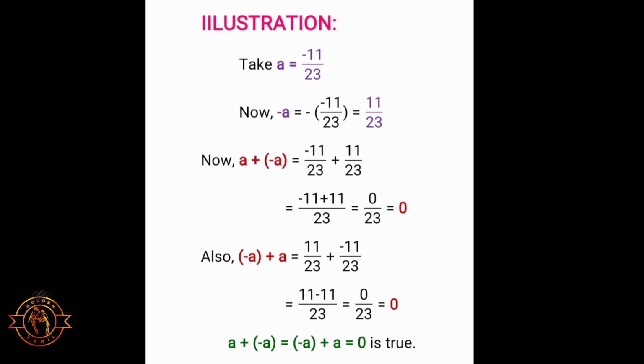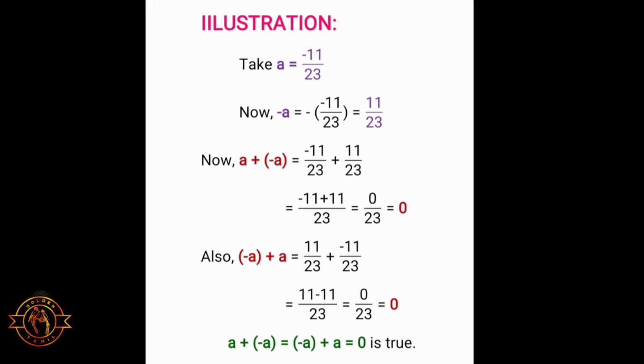Take a is equal to minus 11 by 23. Now what is minus a? Yes, minus of minus 11 by 23, which is equal to 11 by 23. Now let us add these two. a plus minus a, which is equal to minus 11 by 23 plus 11 by 23, which is equal to minus 11 plus 11 divided by 23, which is equal to 0 by 23, which is equal to 0.